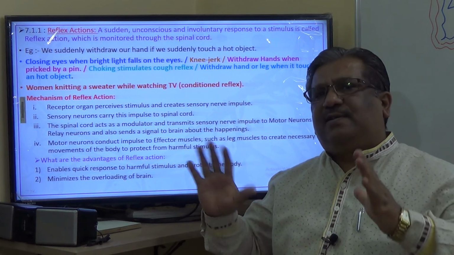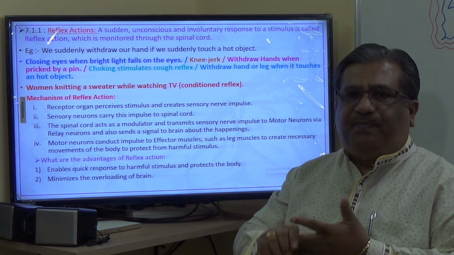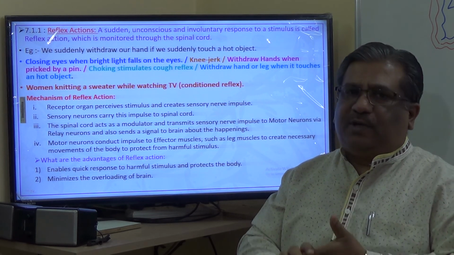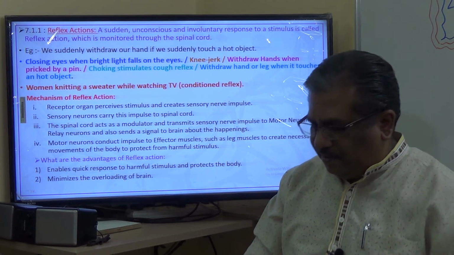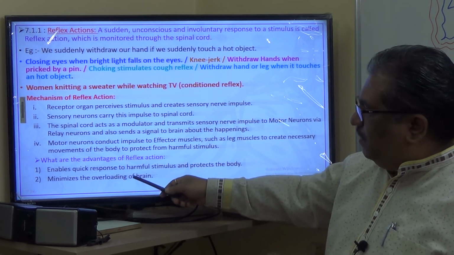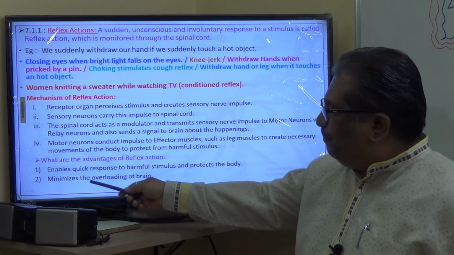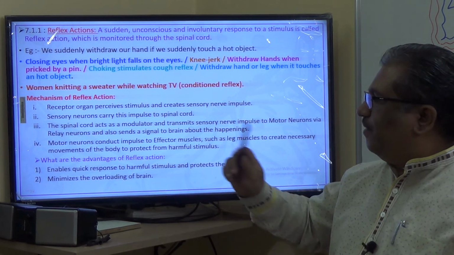So what are the nerves that come into picture for the reflex action? Sensory neurons, relay neurons, and motor neurons. Very important. Okay, fine. What are the advantages? First, we understood it enables a quick response to the harmful stimulus and protects our body parts. Second, it minimizes the overloading of the brain.